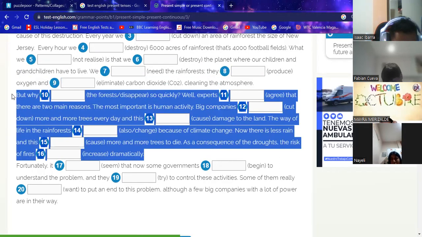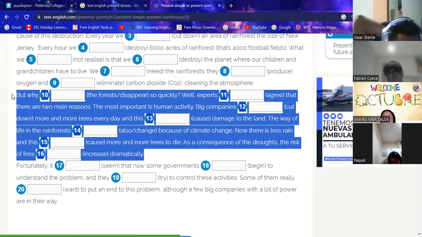But why is the forest disappearing so quickly? Well, experts agree that there are two main reasons. The most important is human activity. Big companies cut down more and more trees every day, and this causes damage to the land. The way of life in the rainforest also changed because of climate change. Now there is less rain, and this causes more and more trees to die.